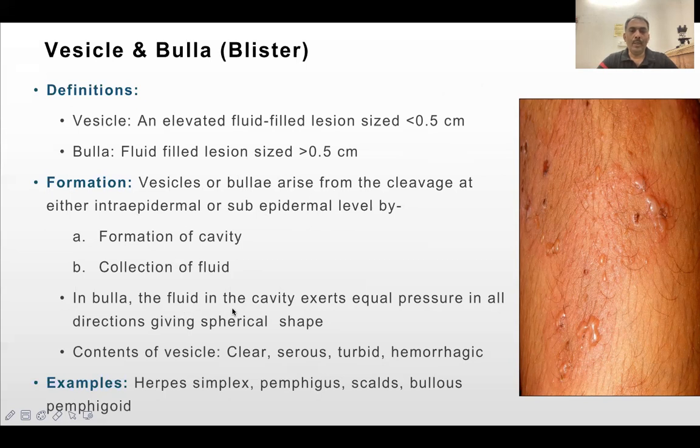In the bulla, the fluid in the cavity exerts an equal pressure in all directions, giving it a spherical shape. The contents can be either clear, serous, or turbid or hemorrhagic fluid. Examples include vesicles of herpes simplex, bulla of pemphigus, scalds, and bullous pemphigoid.